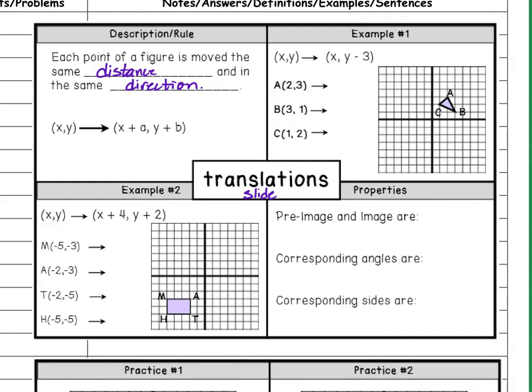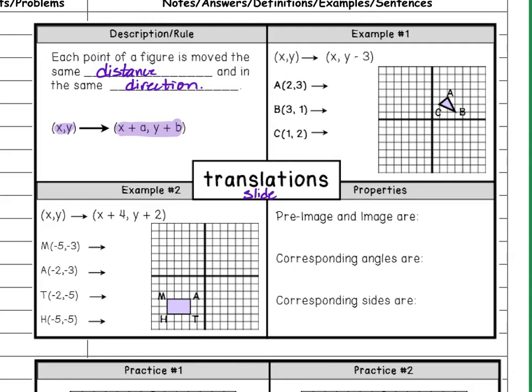And how we write it mathematically, and you will see this, especially on the Aspire, is this way: (x, y) goes to (x + a, y + b). And of course, if it's moving down, it will be minus, or if it's moving backwards, it'll be minus, right? Plus means it's moving forward or up. If it's x, it's moving forward. If it's y, it's moving up. So if it's x minus a, it would be moving backwards. If it was y minus b, it would be moving down, right?